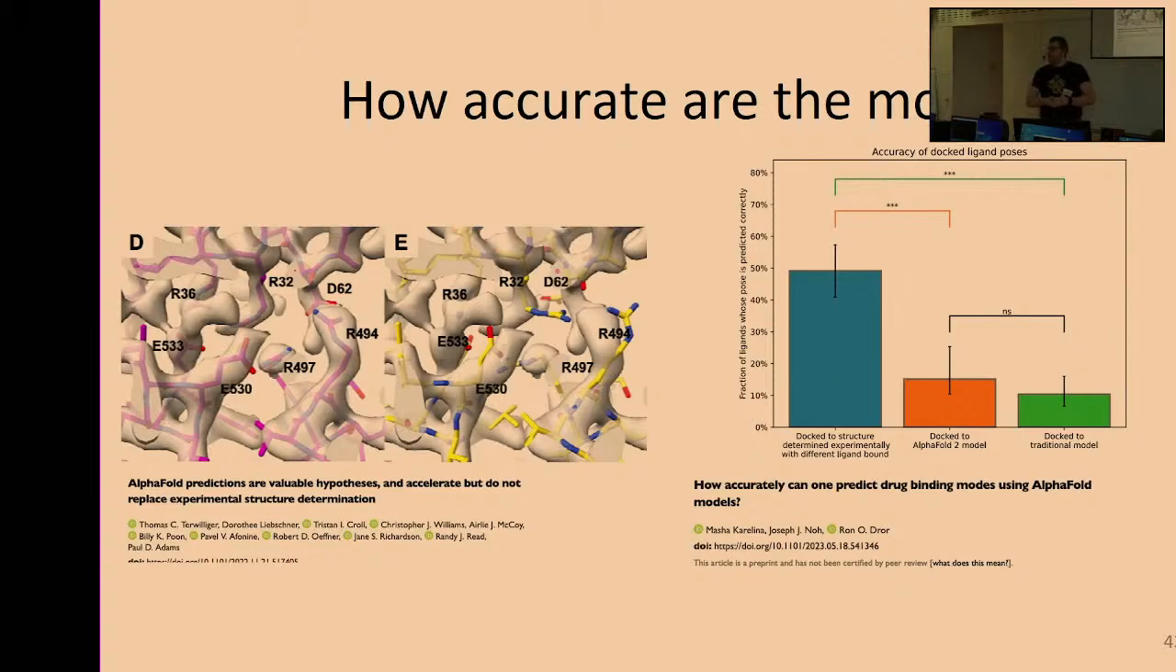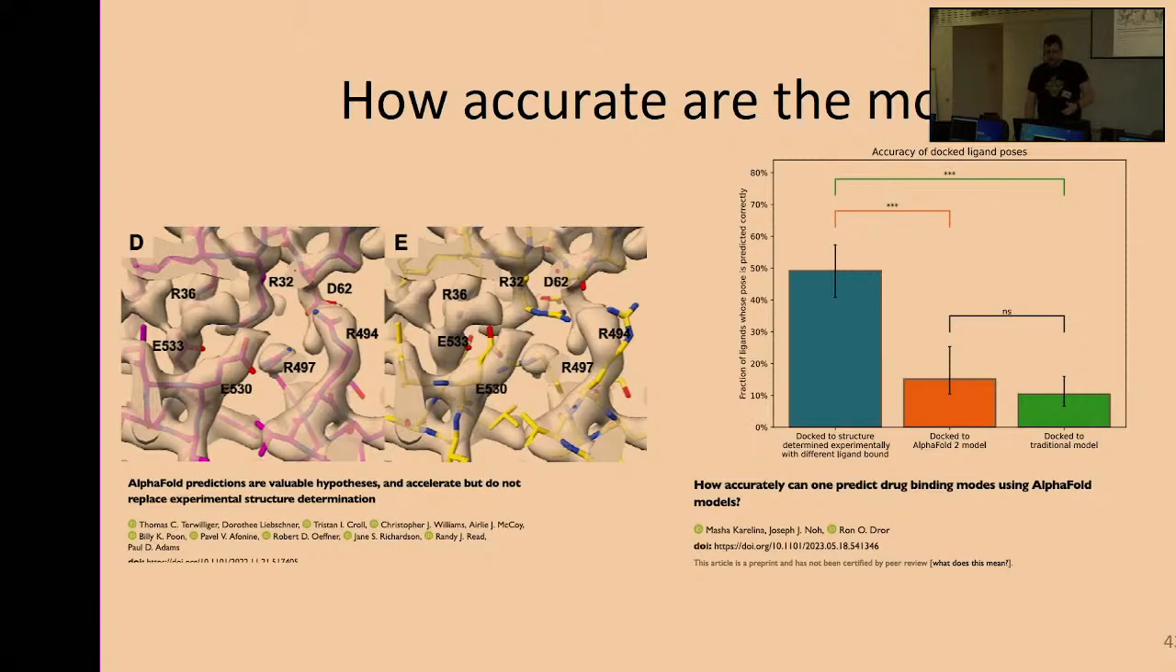And we've spoken a lot about how good it is for docking. And here is one of the predictors where we can dock into either the experimental structure or the AlphaFold 2 or a traditional homology model. And you can see that while AlphaFold is better than a homology model per se, it's still better to use the experimental structure for prediction via docking. This is using UNINA.